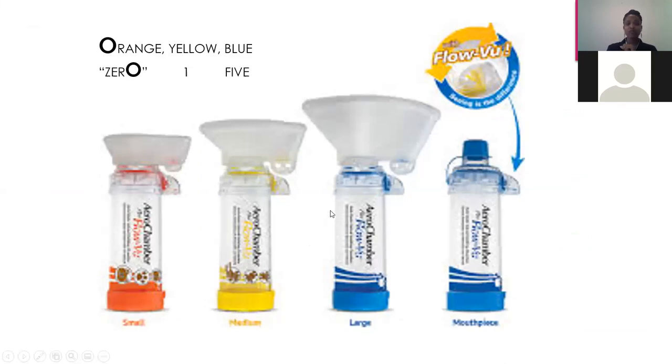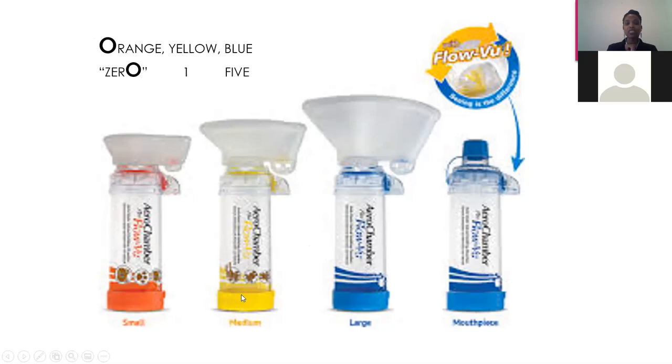So people get confused about the chambers we use for our asthmatic pediatric patients. Okay, 0 has a big old O, so think 0, orange. And for 0 to 1, they are going to use the small one, okay? From age 1, they use the yellow one. Yellow has 2 long legs, so that's how I remember it.